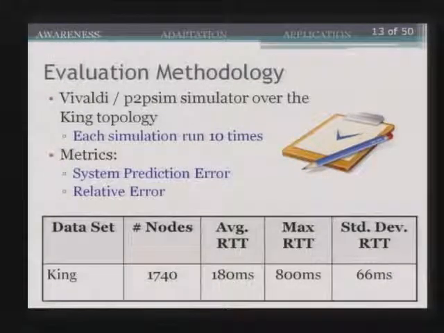And we use 2 metrics, the prediction error and the relative error. The prediction error is the average prediction error across the system of the difference between the estimated and the real round-trip time on a link. So for King and for Vivaldi, the average prediction error is on the order of a few milliseconds, and the relative error is the error of the system under attack versus not under attack.